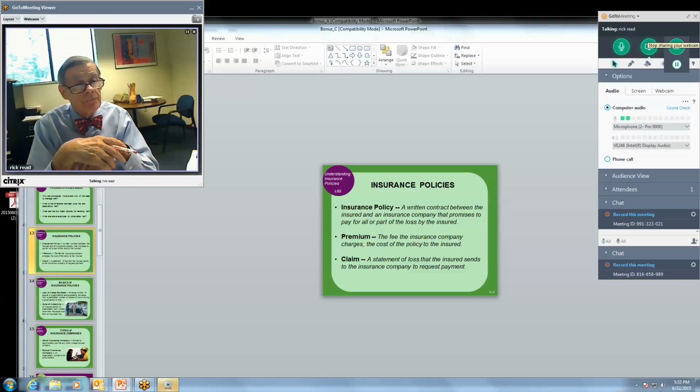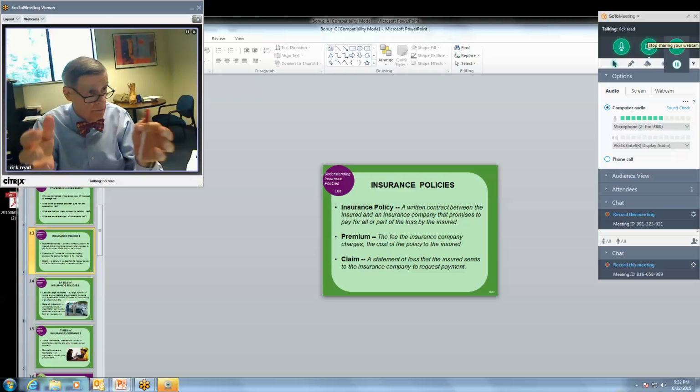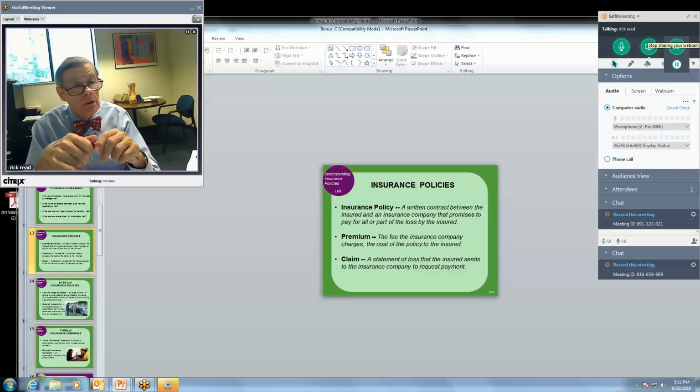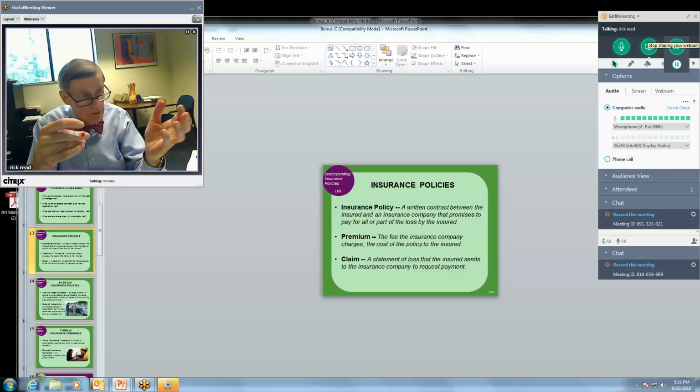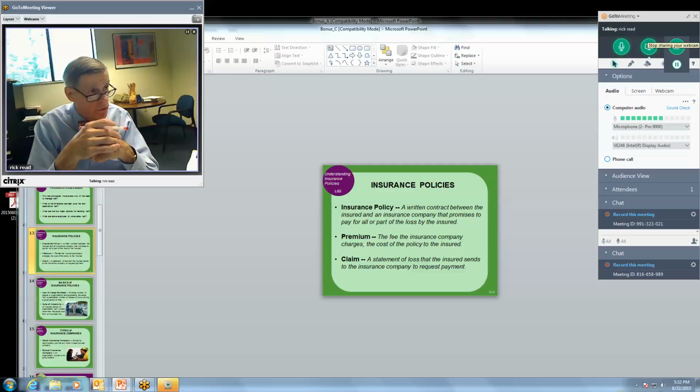Premium is what we pay for the insurance. Car insurance is usually due annually. Normally speaking, most large companies will let you pay your insurance premium semi-annually. You may be paying a little bit more, but not a whole lot more. If you pay it monthly or quarterly, you will pay a significant amount of money greater than even semi-annual. A claim is something that you file with the insurance company because you said you had a loss over some insurable item.